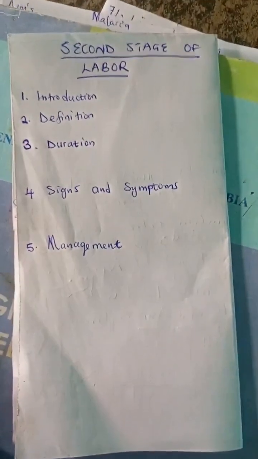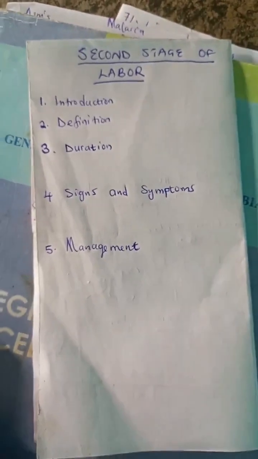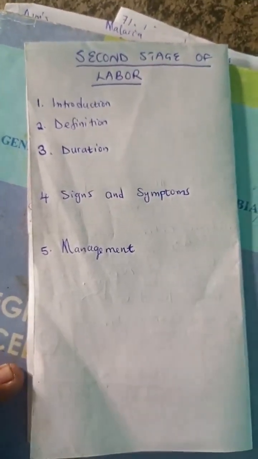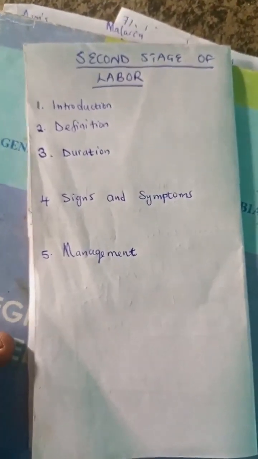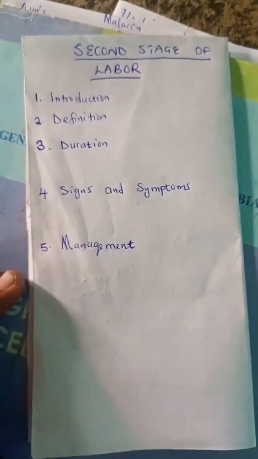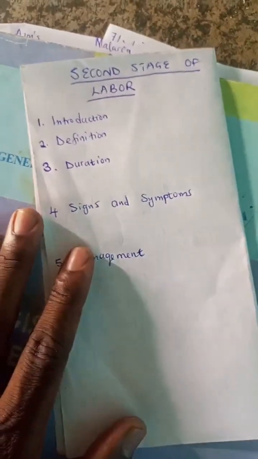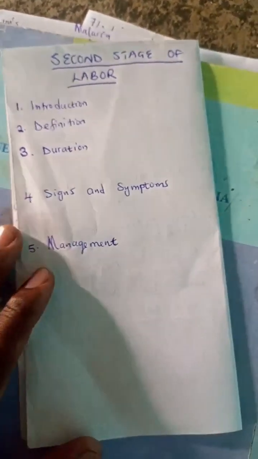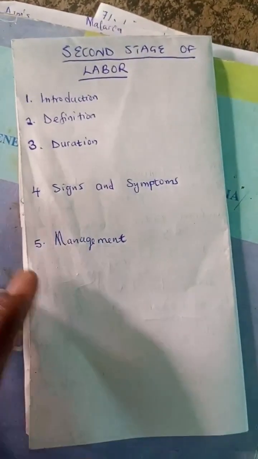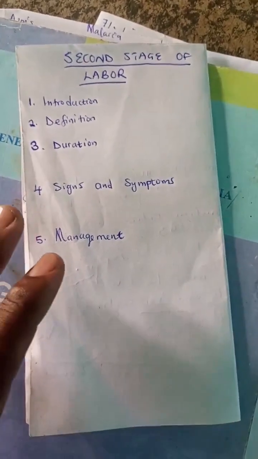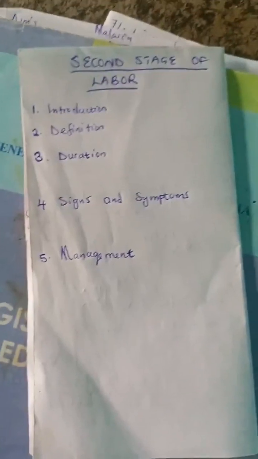The first thing is we're going to have an introduction about labor. Then the second thing is the definition of second stage of labor. Third, duration. Fourth, the signs and symptoms. Fifth, management. That's what we are going to discuss in this simple lecture. So let's start with the introduction.